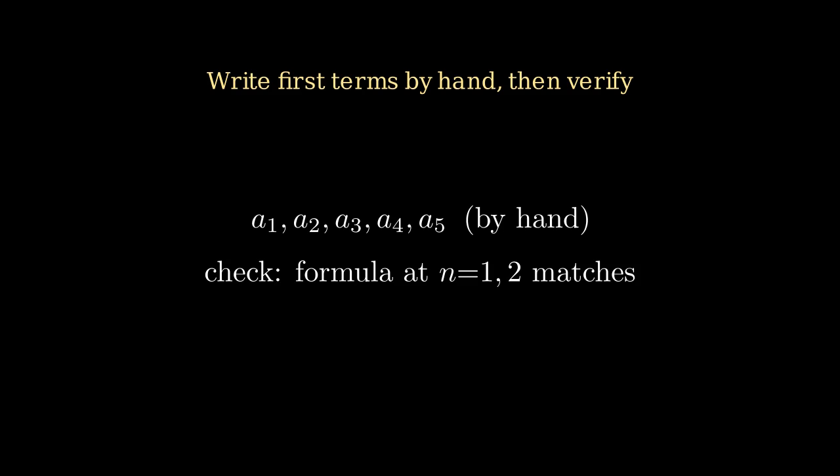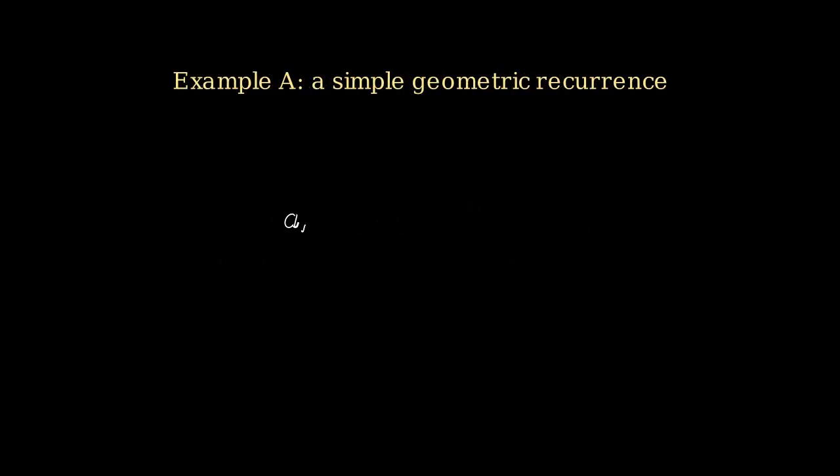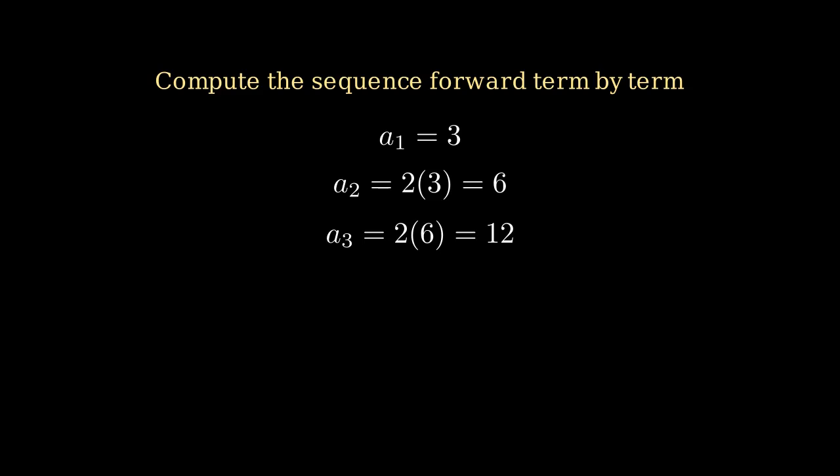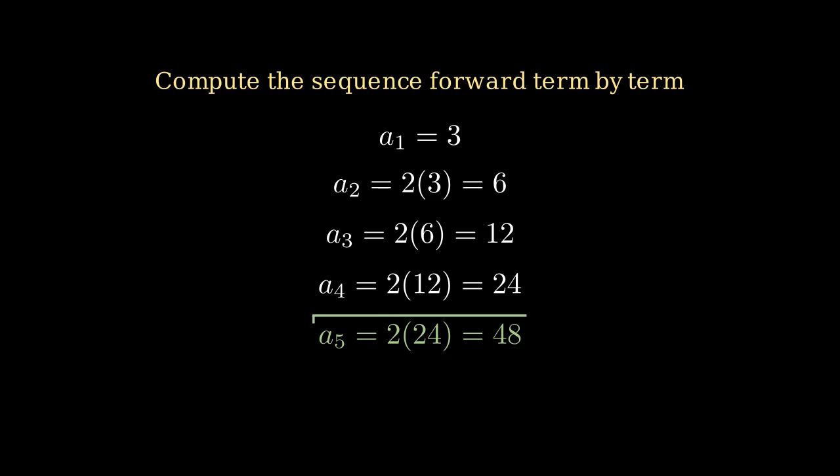Worked example A, the simplest possible case, a purely geometric recurrence. a(n) equals 2 times a(n-1), with a(1) equals 3. Find a(5). Just compute forward, term by term. a(1) is 3. a(2) is 2 times 3 equals 6. a(3) is 2 times 6 equals 12. a(4) is 2 times 12 equals 24. And a(5) is 2 times 24 equals 48.